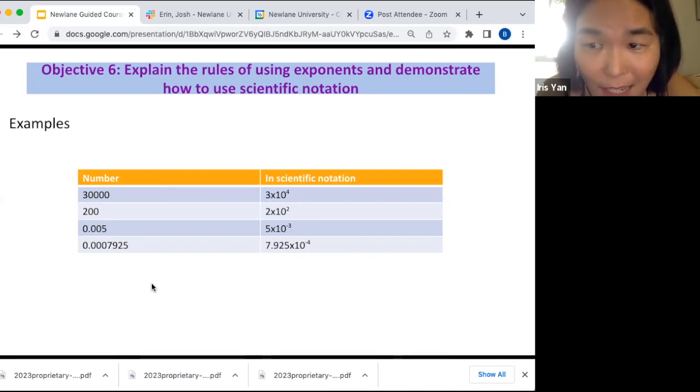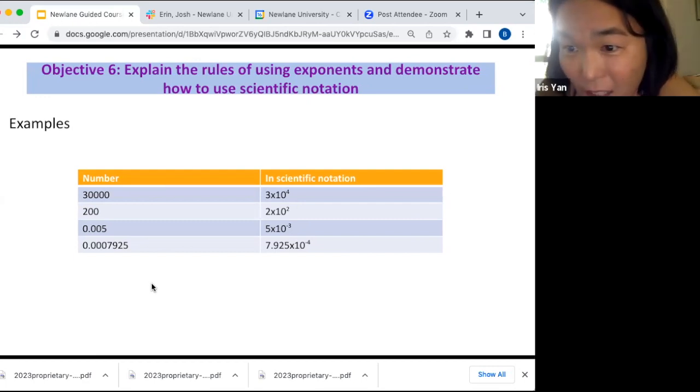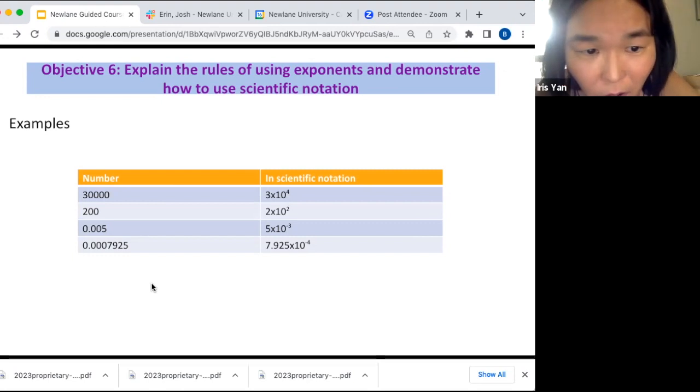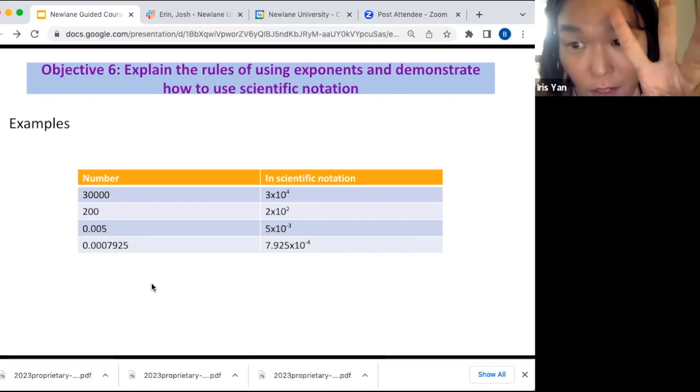0.005, this is divided by powers of 10, so it's going to be 10 to a negative exponent. Is that okay? Like 0.1 is the same as 1 divided by 10. So for 0.005, the trick is, starting from the dot, how many houses I go until I get to 5. From the dot to get to 5, I went 3 steps to the right. So it's 5 times 10 to the power of minus 3.